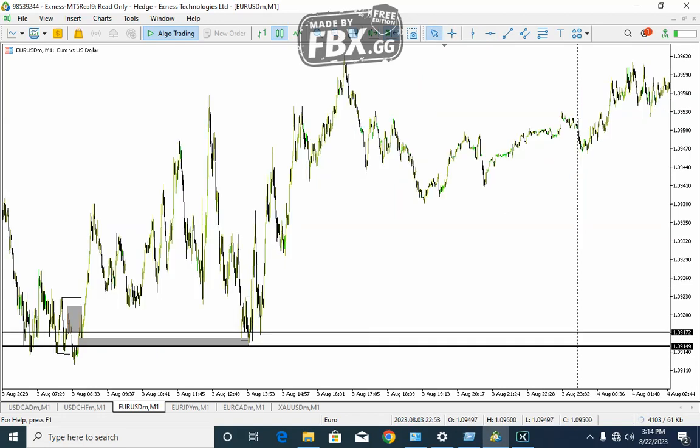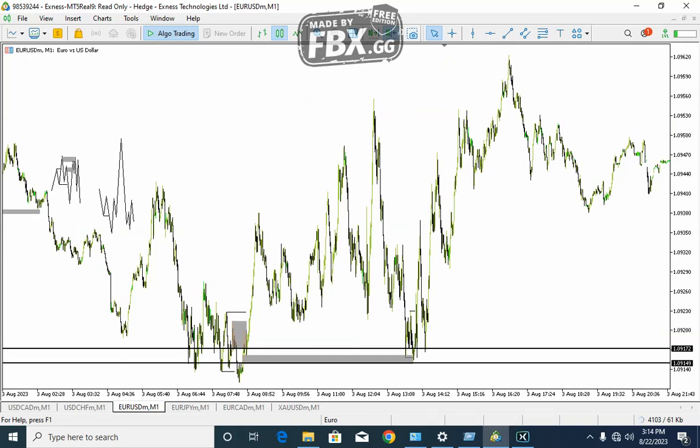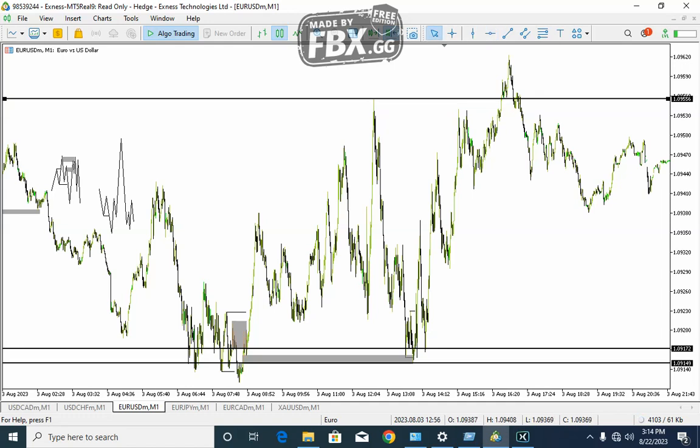So you can see it, that's a good trade all the way to the upside, and you can simply target this particular high right there. That would be a nice trade all the way to the upside.